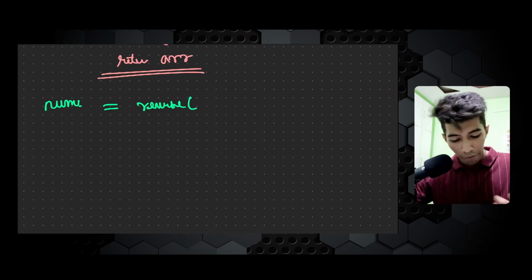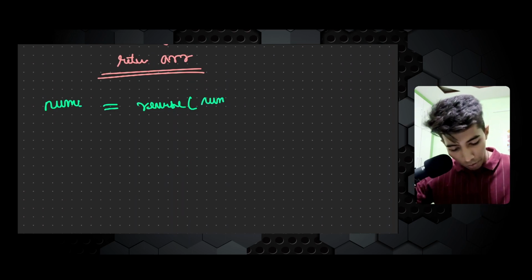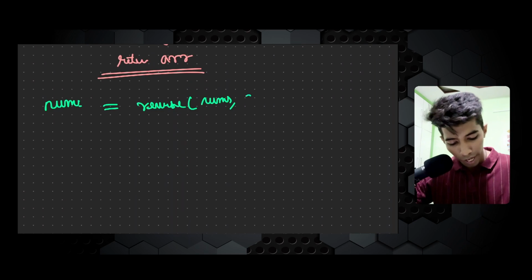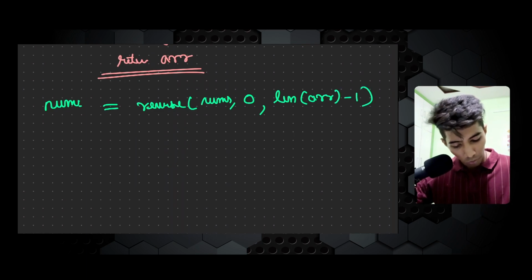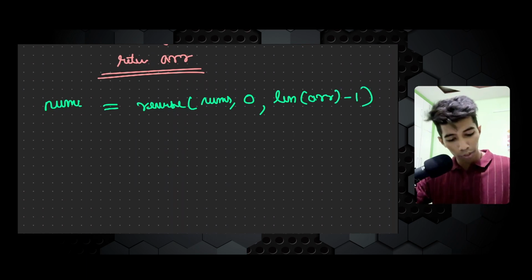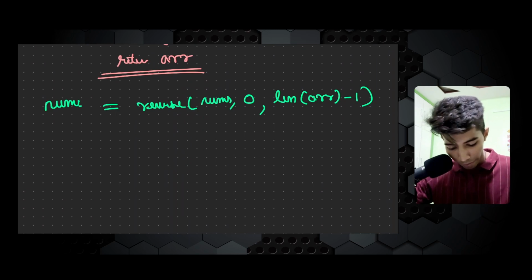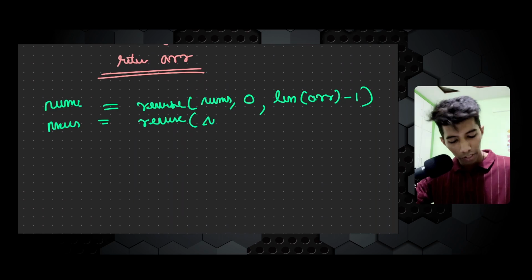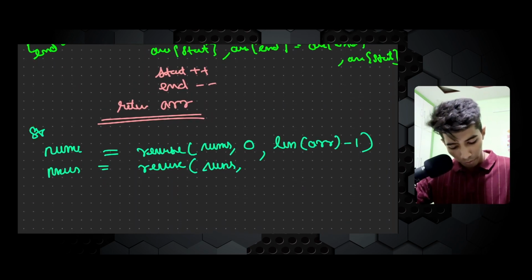From where I have to reverse? First I will pass the nums, and then I have to reverse the array completely. How will I reverse the array? I will start from 0 and we will go till length of array minus 1. I have to do this because I have to reverse this array completely. Then now I have to reverse the nums array, because this is the first step.